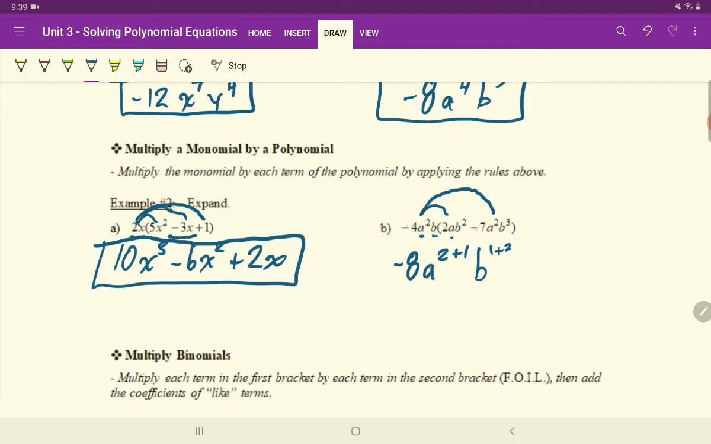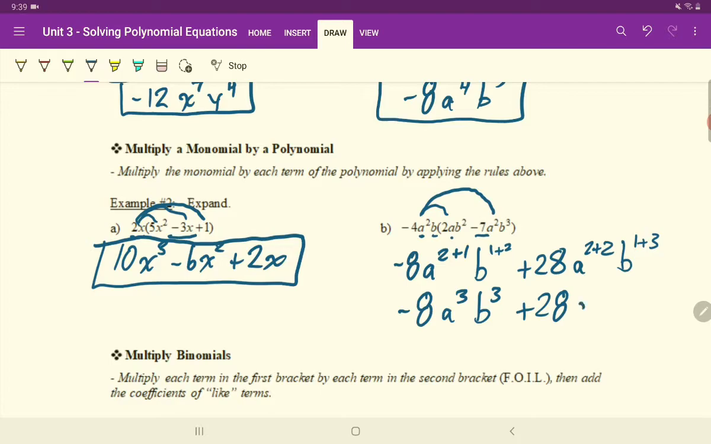Now, negative 4 times negative 7 becomes positive 28 or plus 28. A to the power of 2 plus 2. And then b to the power of 1 plus 3. So we end up with negative 8a cubed b cubed plus 28 a to the 4 b to the 4.